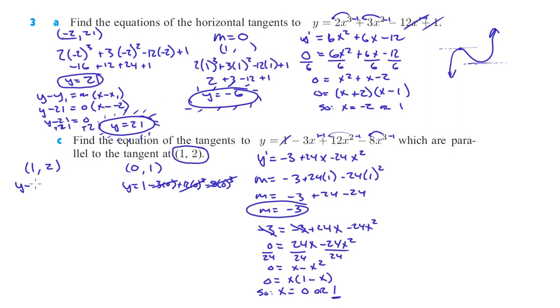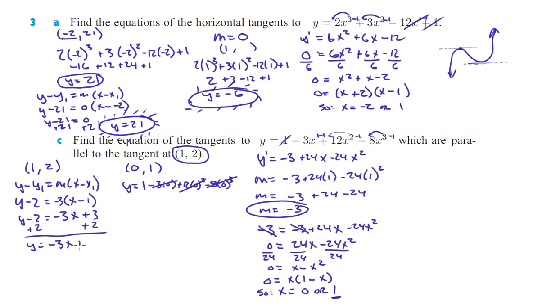So we do y minus y1 equals m times x minus x1 for both of these. So y minus 2 in this case equals, our slope is negative 3 times x minus 1. Y minus 2 equals negative 3x plus 3. Add 2 to both sides. Y equals negative 3x plus 5. That's one equation.